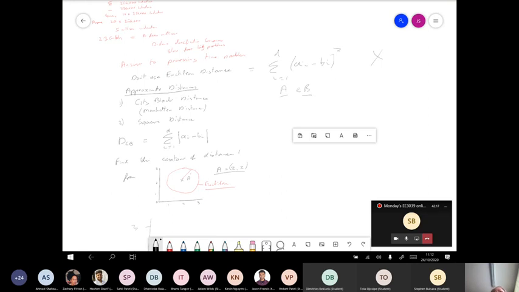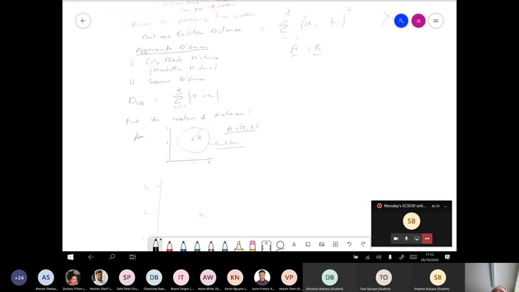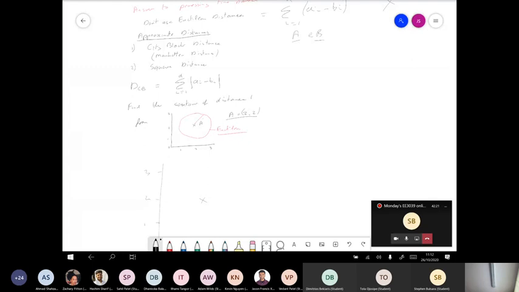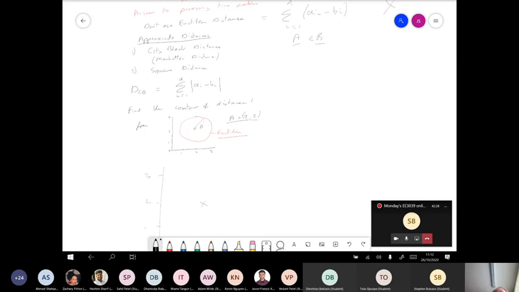Now, what effect does this have in the pattern space? You should know that the contour of equidistance, which is the points which are all at a fixed distance from a point A, if I'm using Euclidean distance, should be a circle.